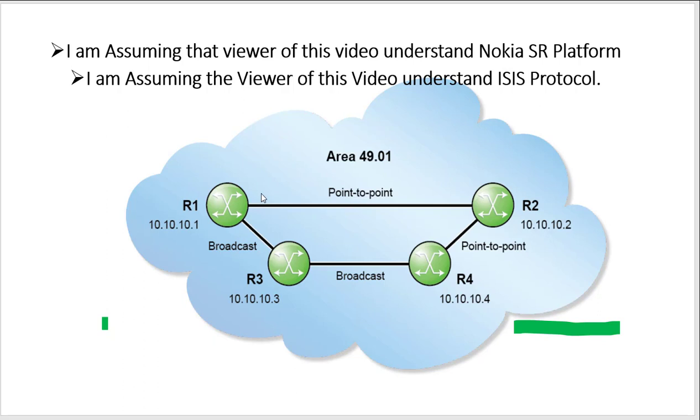So this is my topology: R1, R2, R3, R4. We are going to configure all these four routers in a single area, 49.01. We will configure point to point between R1 and R2, broadcast between R1 and R3, broadcast between R3 and R4, and point to point between R2 and R4.